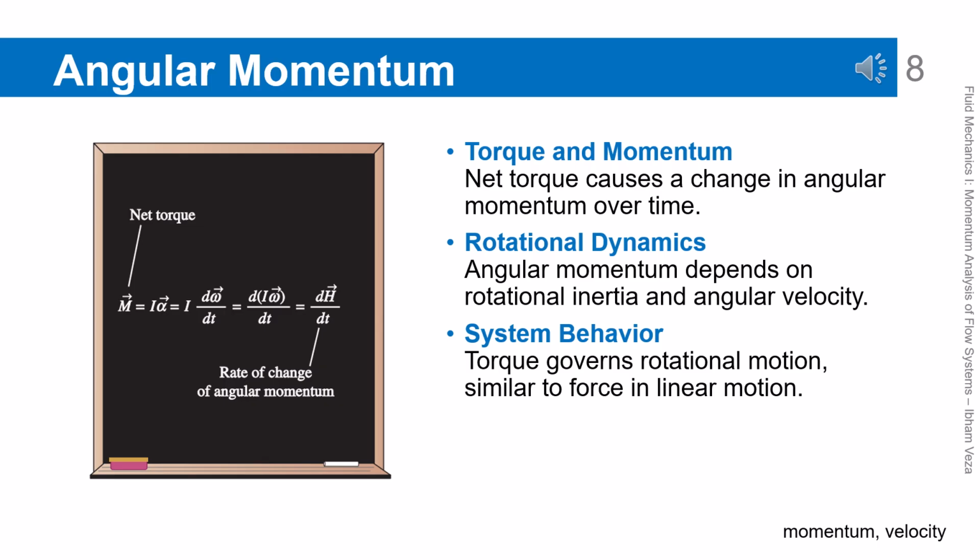Angular momentum. Angular momentum is the rotational analog of linear momentum. The net torque causes a change in angular momentum over time. The magnitude of angular momentum depends on the moment of inertia and the angular velocity. This concept is crucial in the analysis of turbines, pumps, and other rotating systems. This relationship shows that torque plays a role similar to force in rotational motion.